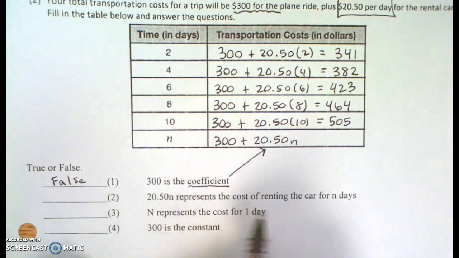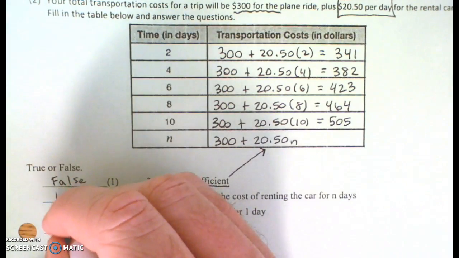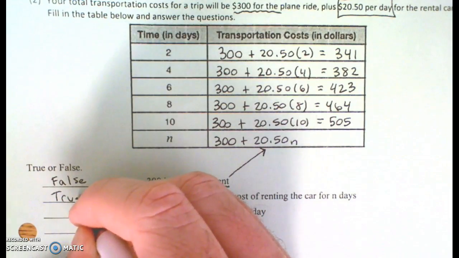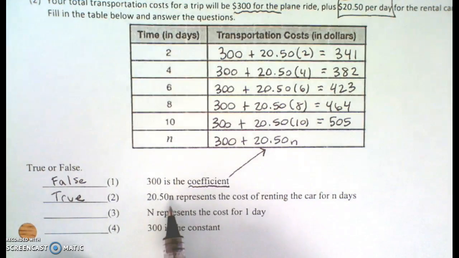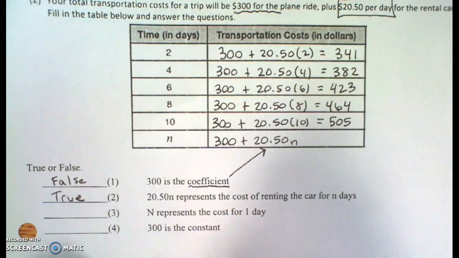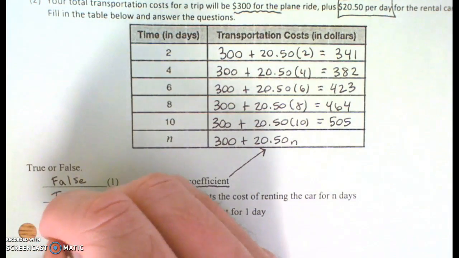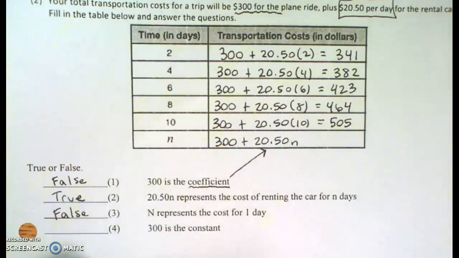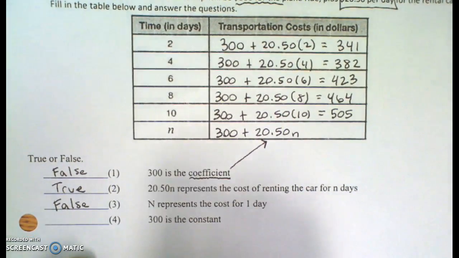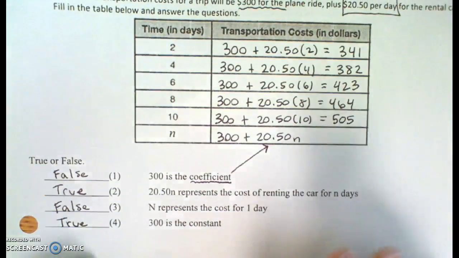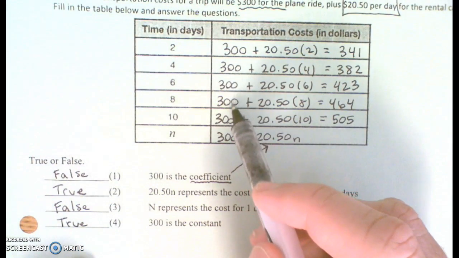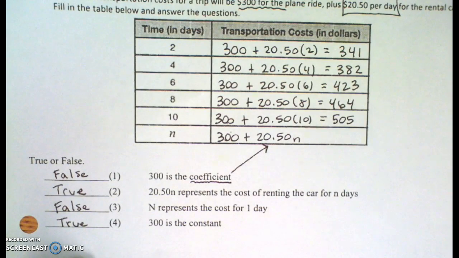250N represents the cost of renting the car for N days. That's true. N just represents a number of days. So in the formula, N is the number of days. So that's going to be true. N represents the cost for 1 day. That's false. We just said that N represents the number of days, not just 1 day. 300 is the constant. That's true, because if you look at our table, 300 was that number we were adding every single time to our transportation costs.